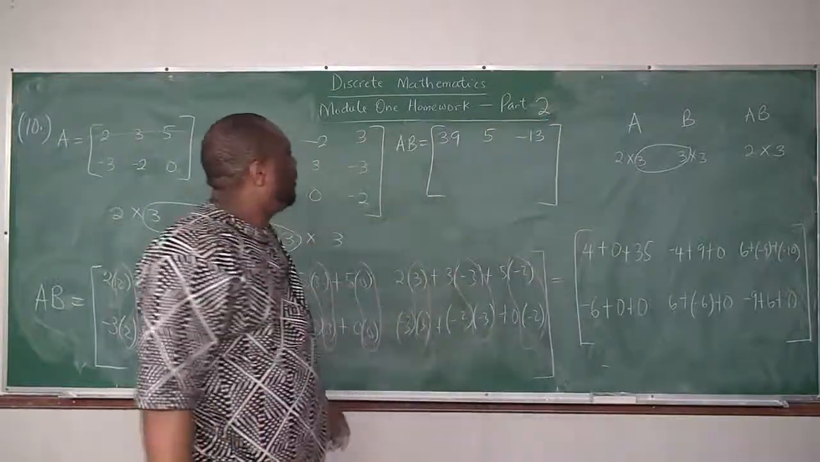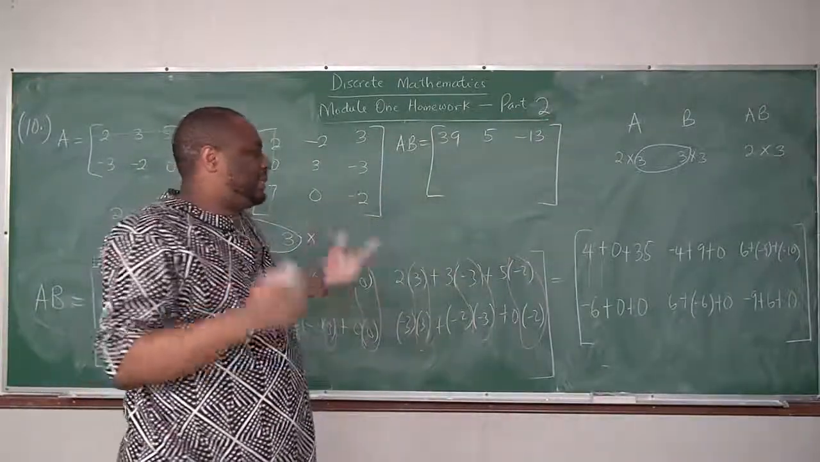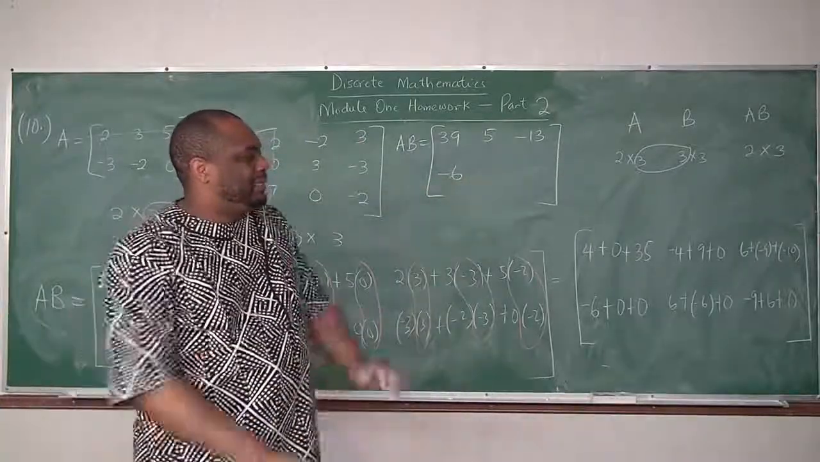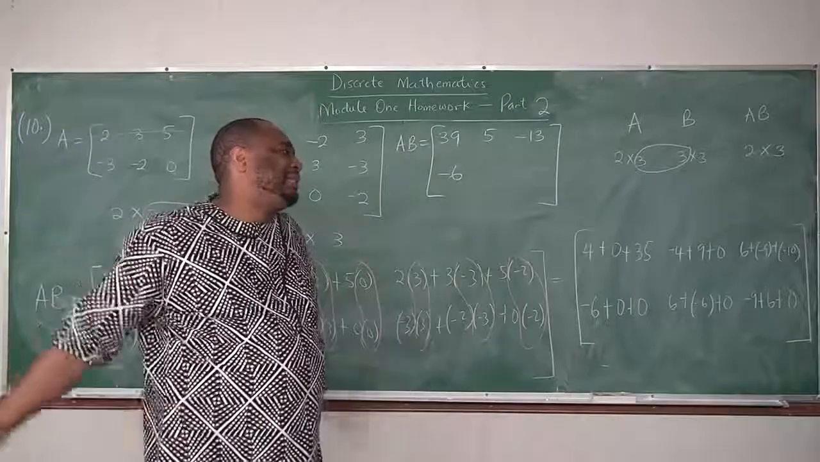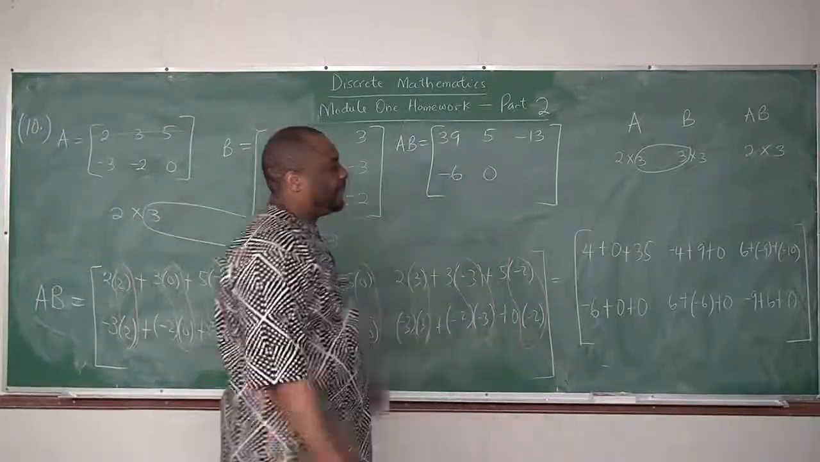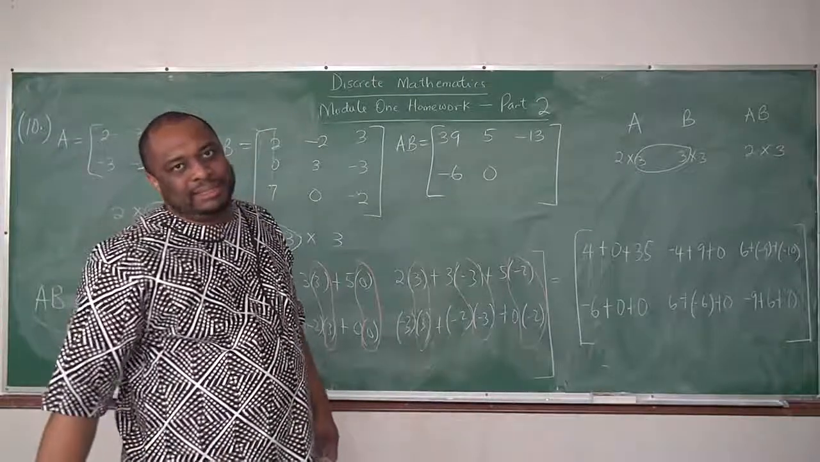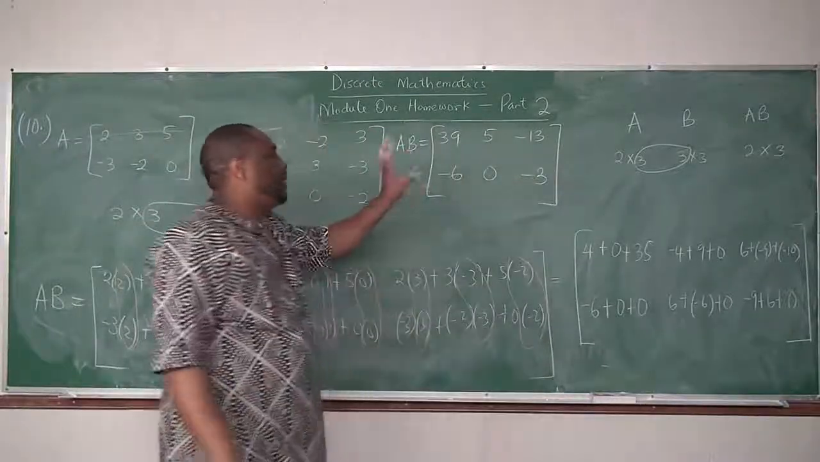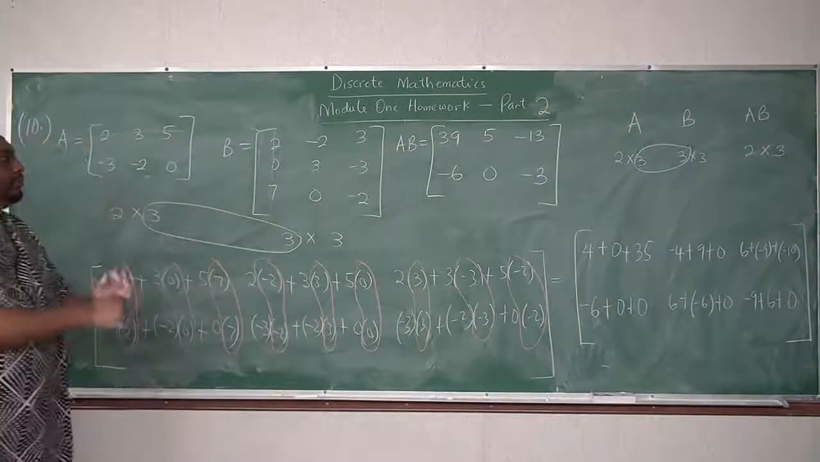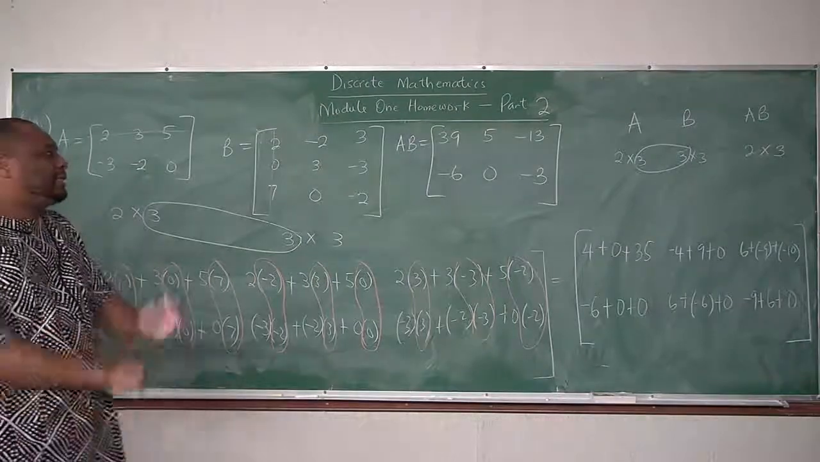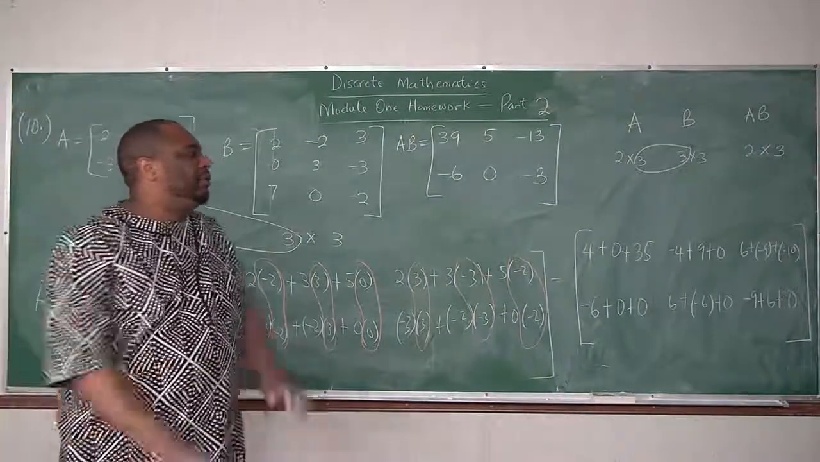Okay? Minus 6 plus 0, minus 6. 6 minus 6 is 0. 0 plus 0 is 0. Minus 9 plus 6 is minus 3. And this becomes your answer. That becomes your answer: 39, 5, negative 13; minus 6, 0, minus 3.